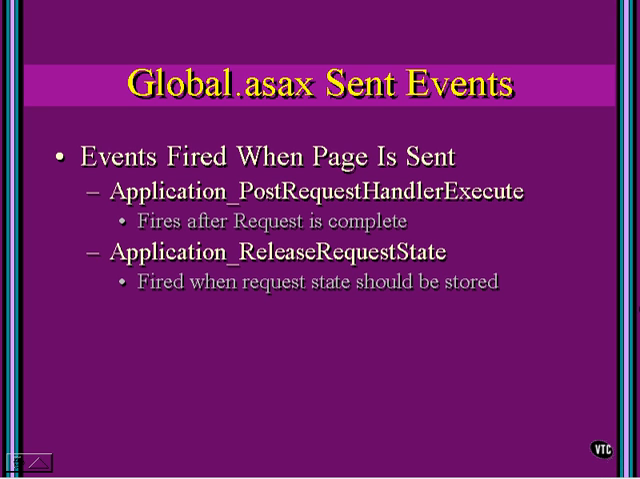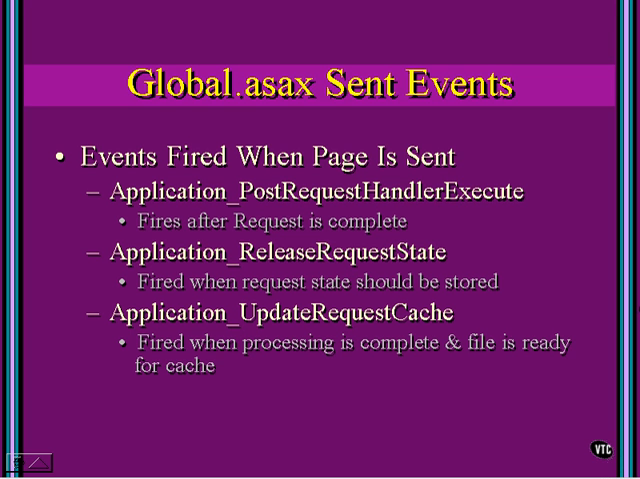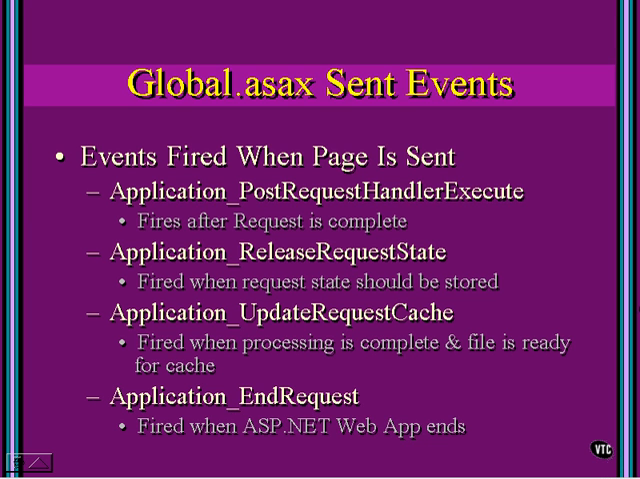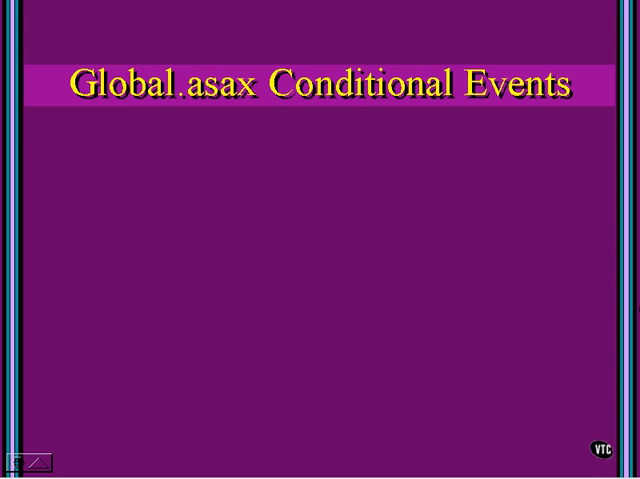Release request state. This event's fired when the request state should be stored. Then there's update request cache. This is fired when processing is complete and the file is ready to be cached, and we'll talk about cache again later. And then there's application end request. This is fired when the ASP web app ends. Now, the conditional events are where we spend most of our time, but I wanted you to see those other ones because most people never think about using them.